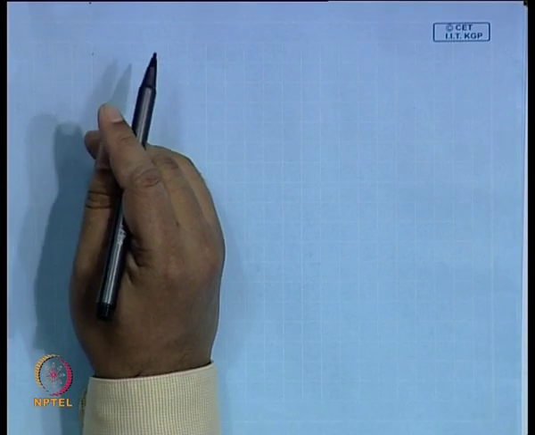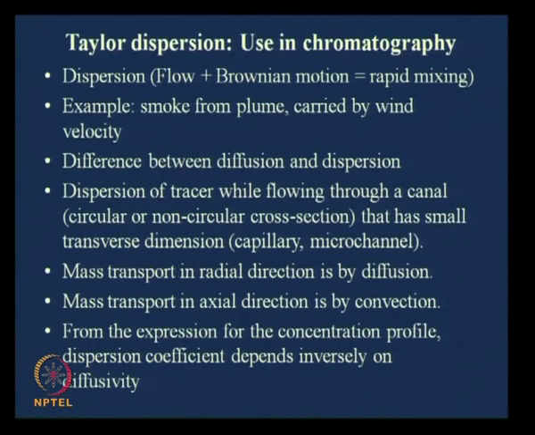What we need to do here is look at this PowerPoint slide. Let me recapitulate quickly what we talked about: Taylor dispersion and its use in chromatography. So, that is what we are interested in here. Dispersion is flow plus Brownian motion, equal to rapid mixing. An example is smoke from a plume carried by wind velocity. The difference between diffusion and dispersion, you know already by now. Dispersion of a tracer while flowing through a canal of circular or non-circular cross section.